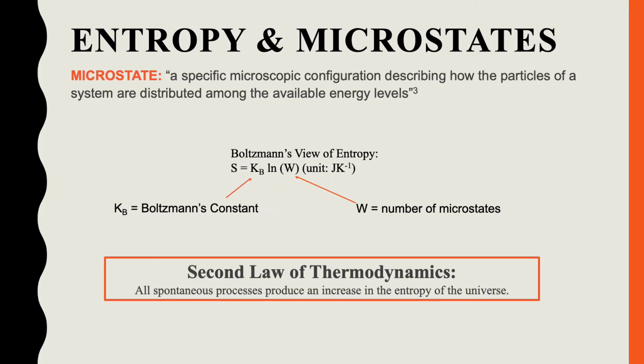Entropy and microstates. So we're going to talk a bit about how microstates and entropy correlate and what they have to do one with the other. But first we need to define what a microstate is. In the Pearson textbook, it is defined as a specific microscopic configuration describing how the particles of a system are distributed among the available energy levels. And here, looking at Boltzmann's view of entropy and his equation, you can see that with an increase of microstates, there is an increase in entropy. And so that's how they're correlated.